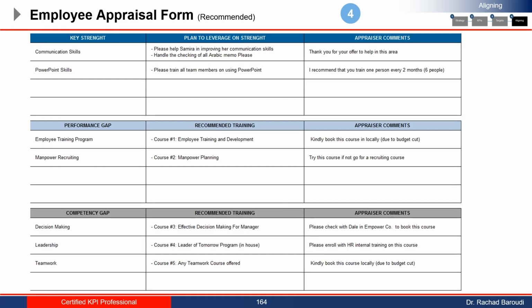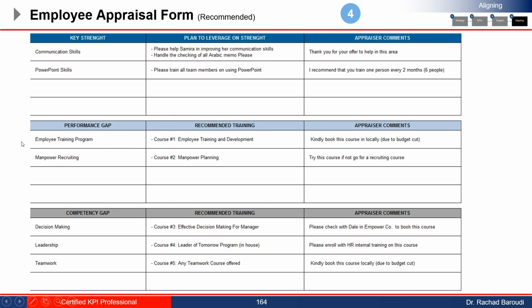This is the last page in the appraisal form that tackles the key strengths of this person. We're not utilizing it, like PowerPoint skills, for example. And here we recommend that this person gives other people some lessons on how to use PowerPoint. So we utilize this skill set.